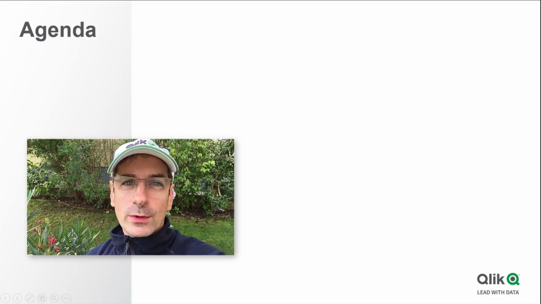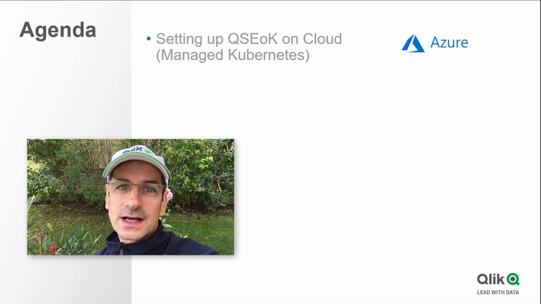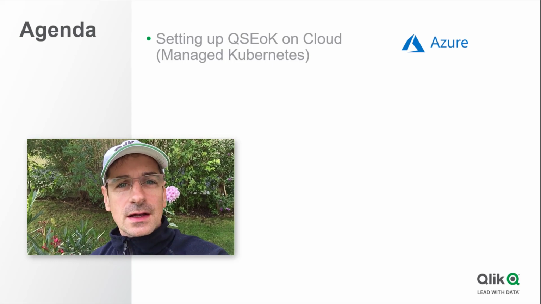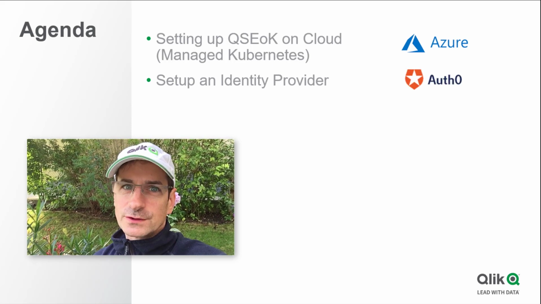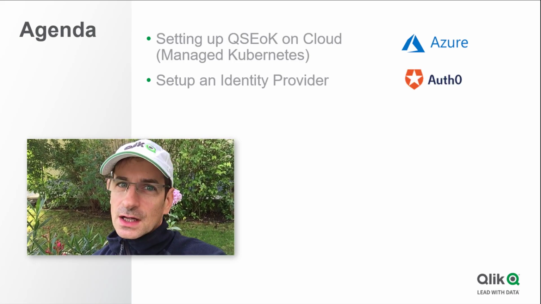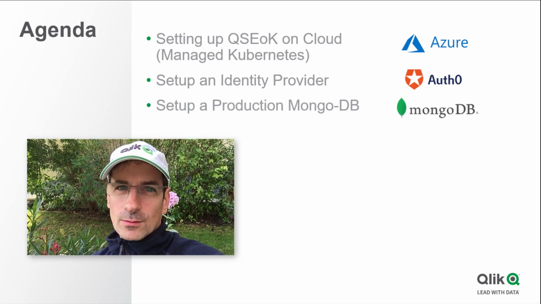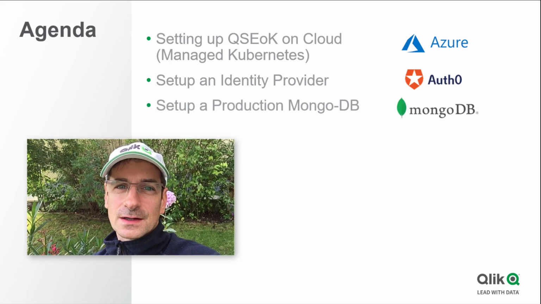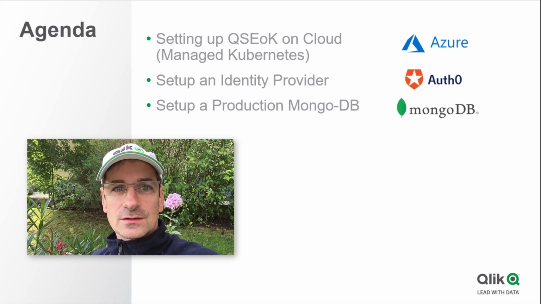Today I would like to show you how we've set up Qlik Sense on Kubernetes in a cloud environment. It's Azure AKS this time, and as an identity provider I will choose Auth0 because they offer some free subscriptions. And then we will also use a production grade Mongo database. Mongo offers a cloud version called Atlas, and we will use that. So let's get started.